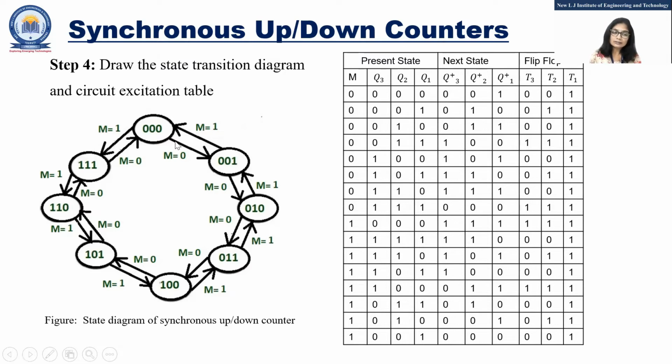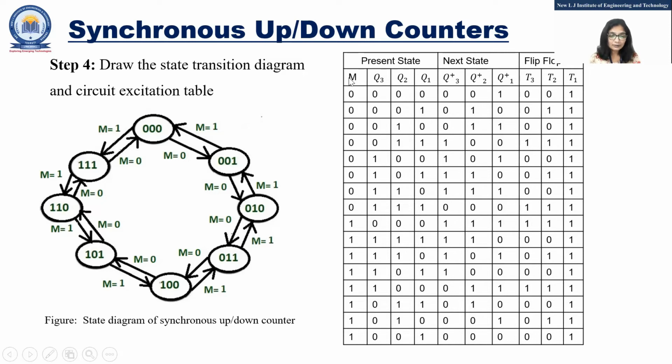So now we will see the excitation table. Here you can see we have already discussed this circuit excitation table. In that, we have to design an excitation table for the circuit. Here we are using 3 bits. That's why the present state has 3 inputs, I mean Q1, Q2, Q3. These are the present state. The next state will be Q3 plus, Q2 plus, Q1 plus. And the output will be T3, T2 and T1.